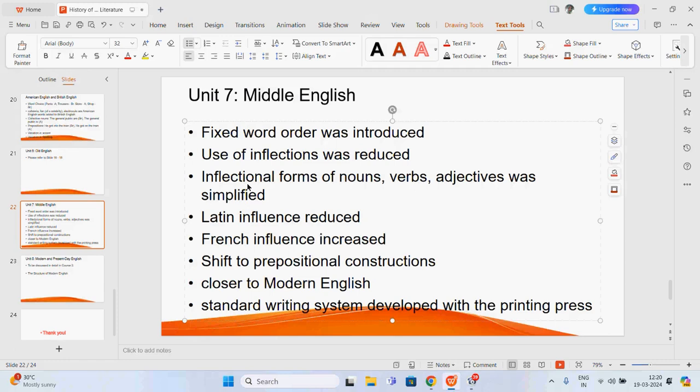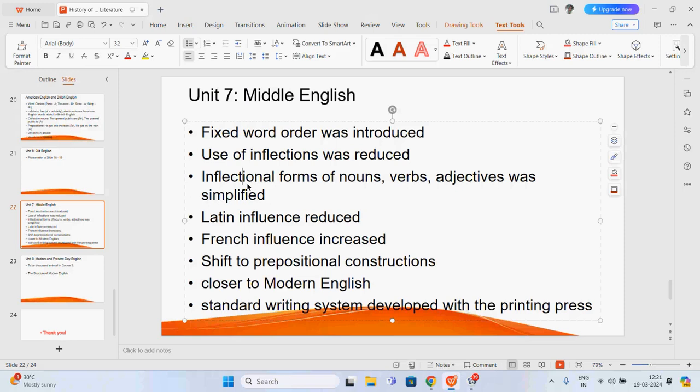If in Old English there was more Latin influence, by the time we come to the Middle English, the Latin influence reduced, but the French influence increased, especially in law, in medicine. There was more of French influence on the Middle English. Then we also find that we are shifting towards more and more prepositional constructions. This was less in Old English. In Middle English, we find more use of prepositional constructions.